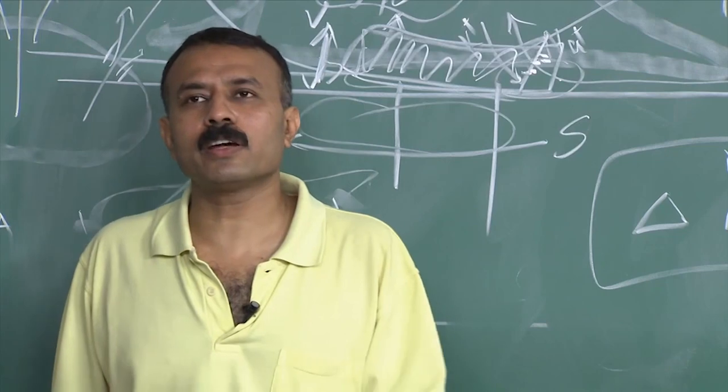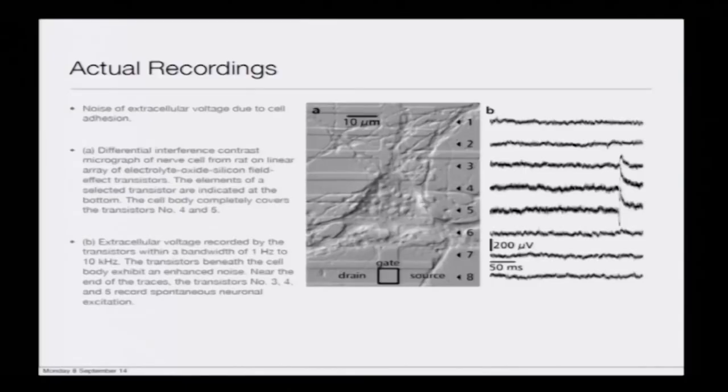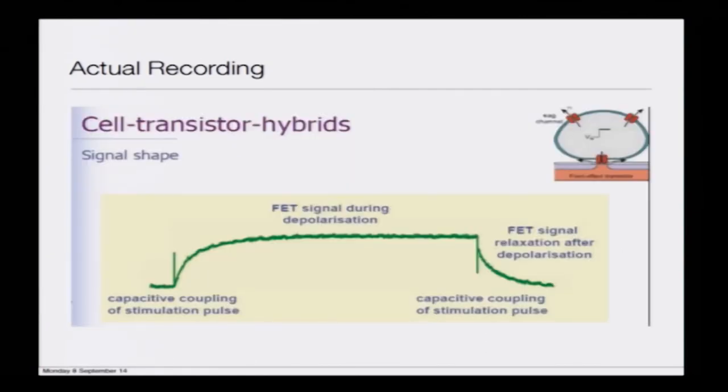These signals are very, very tough to pick up with an extracellular electrode or any other kind of electrochemical devices, which you really cannot do. And if you see, this is how the transient goes, the FET signal during the depolarization followed by the relaxation. This is what we call cell transistor hybrids.